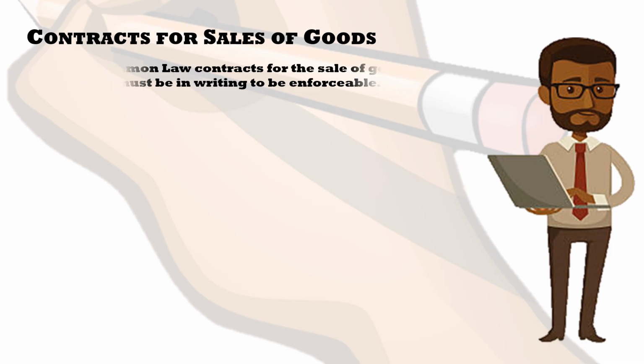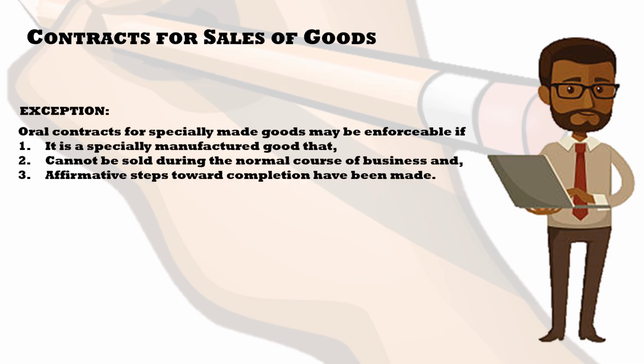Now, there is one real big exception. Oral contracts for specially made goods may be enforceable if one, it's a specially manufactured good, that two, cannot be sold during the normal course of business, and three, affirmative steps towards completion have been made. What does that mean? Let's say I'm a tailor.